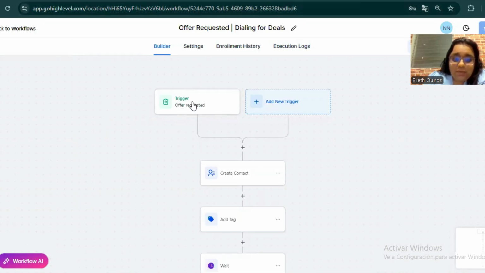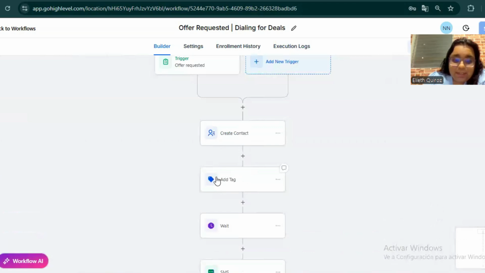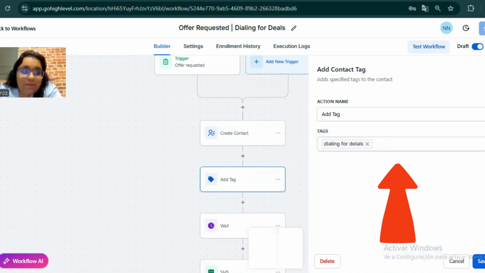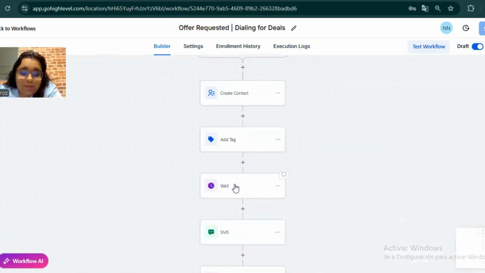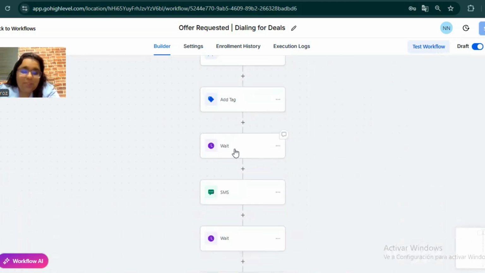The lead comes through the web form. It creates a contact inside your system. Then this system tags the leads. In this case, I put them a tag for deals. That way you have a reference of what lead is from who. Then there's a wait time of only 1 minute just for the system to run smoothly.